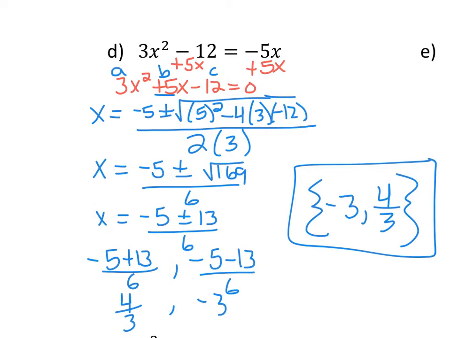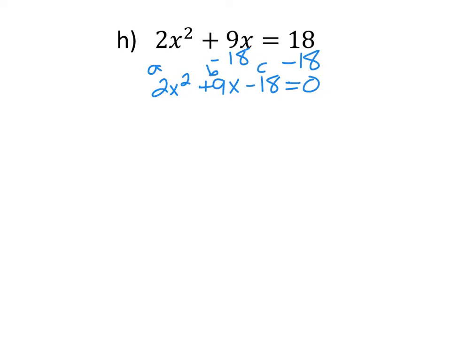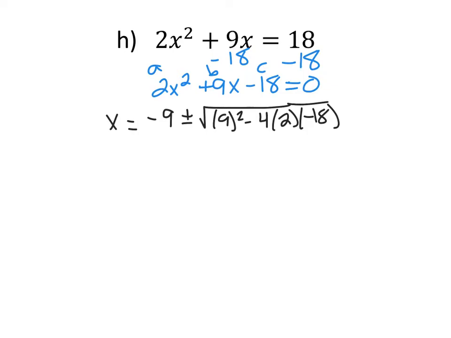Let's look at H. Again, I need to have 0 on one side. So 2x squared plus 9x minus 18 equals 0. a, b, c. x equals negative b plus or minus the square root of b squared minus 4ac all over 2a. Make sure you're plugging in the correct numbers.